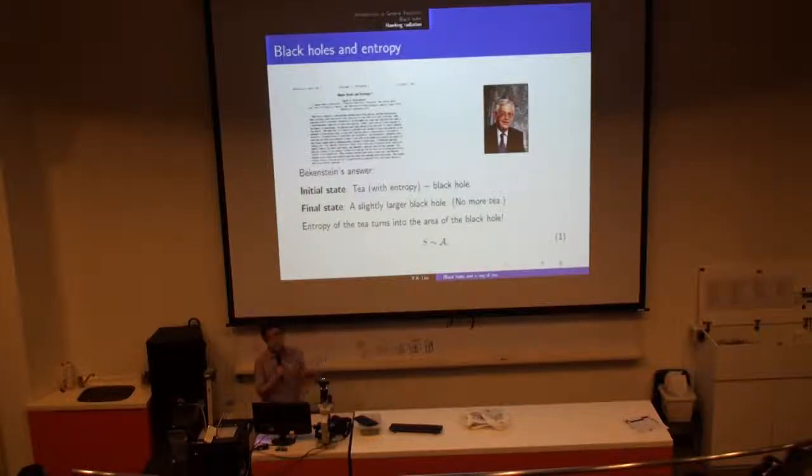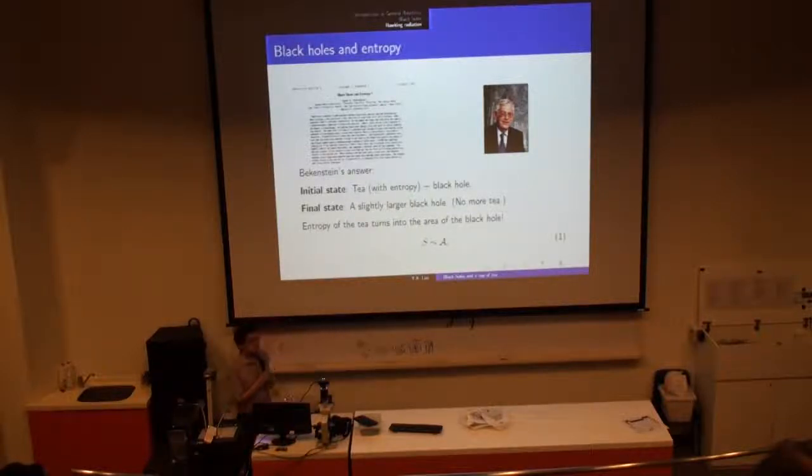If I pour it into the black hole, well, everything gets lost into the black hole, right? And the black hole accumulates mass, so it becomes larger and larger. So after that, what do you get? A slightly larger black hole with no more tea. Okay? So what happens to the entropy, right? Initially you have this entropy, and now you have a slightly larger black hole. Larger black hole means the size is a bit bigger, the area is a bit more.